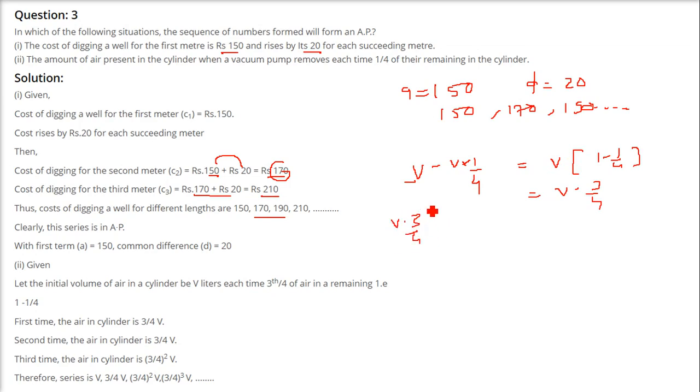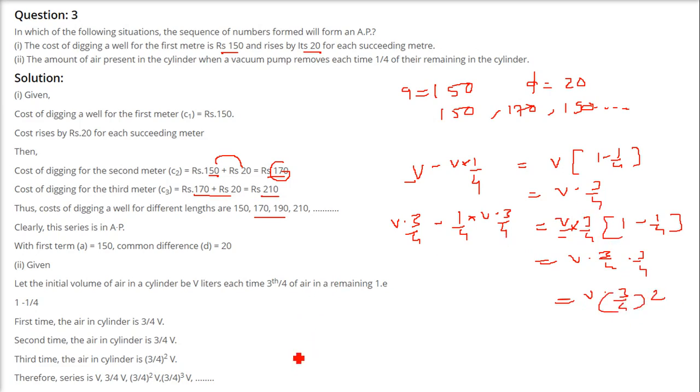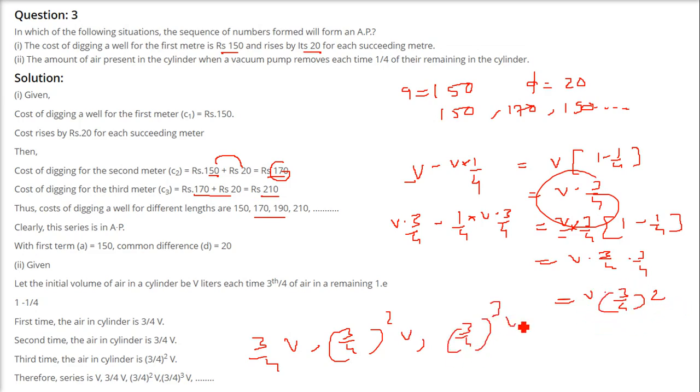Now 1/4 of this, of the whole of this 3/4 V, is removed. So let us take this 3/4 V common. What do you get? 1 minus 1/4 again. So you get 3/4 V into 3/4, which will be (3/4) squared V. So the first term is 3/4 V, the second term is (3/4) squared V, and if you do it the next time, that is again take 1/4 of this and subtract it, you will get (3/4) cubed V.